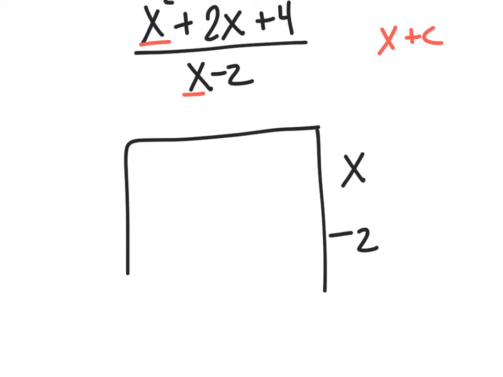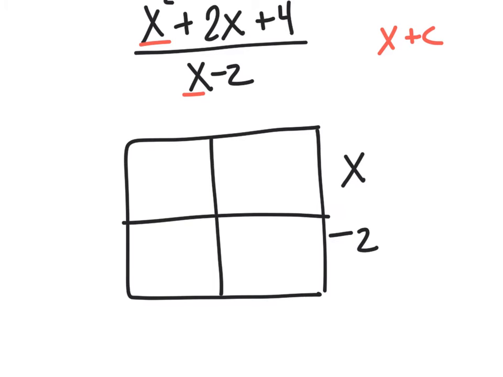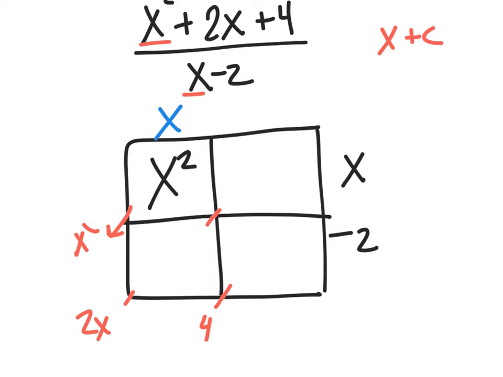So I know I have two terms going this way. And then I'll put my solutions in. So this box has to total x squared. These total 2x, and this is supposed to total 4. And right away we can stick in that first term, the x squared. So what times x is x squared? That would be x. Multiply down, and I get a negative 2x.